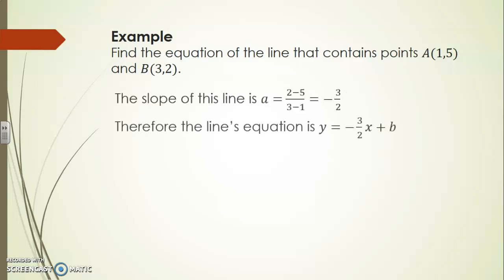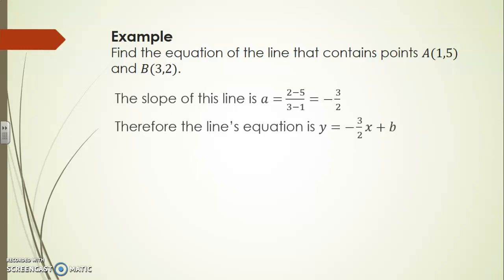The slope of the line is obtained by finding the ratio of the change in y over the change in x. As we go from point A to point B, we'll notice that there has been a decrease in 3 units in the y component, and there has been a 2-unit increase in the x. Delta y is minus 3, delta x is 2, and therefore the slope is minus 3/2.